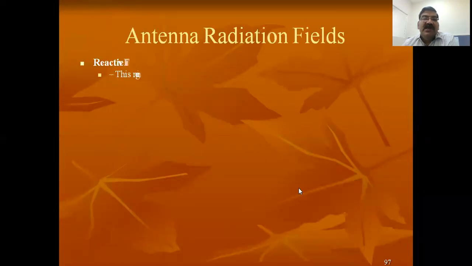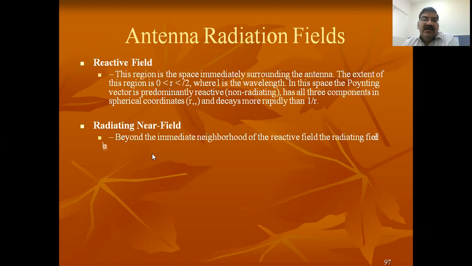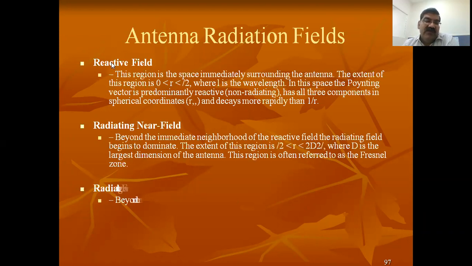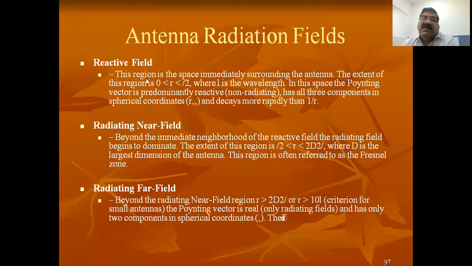The antenna radiation fields can be divided into these categories. The first is the reactive field, then the radiative field, which is divided into two parts: the radiating near field and the radiating far field. Most applications are in the radiating far field. The radiating near field has very few applications, as we discussed previously; the RFID tag may be one. And the reactive field is generally used for analysis.